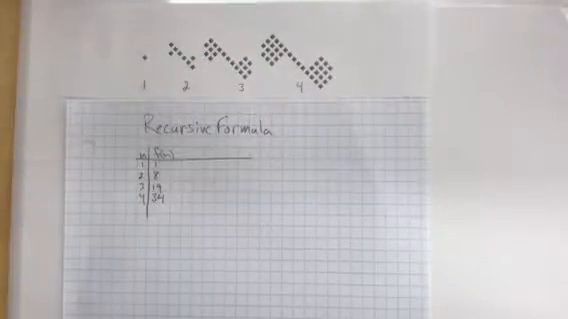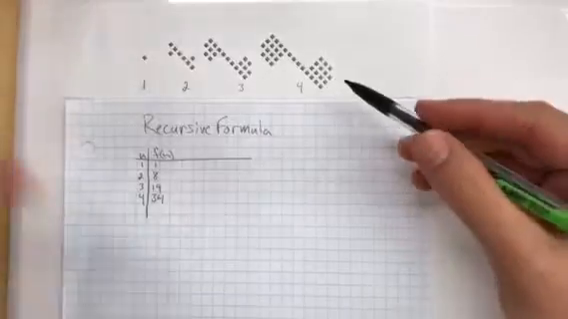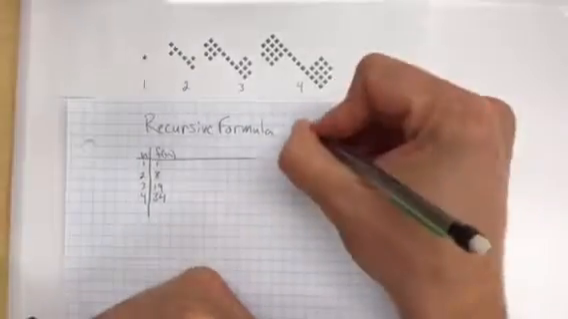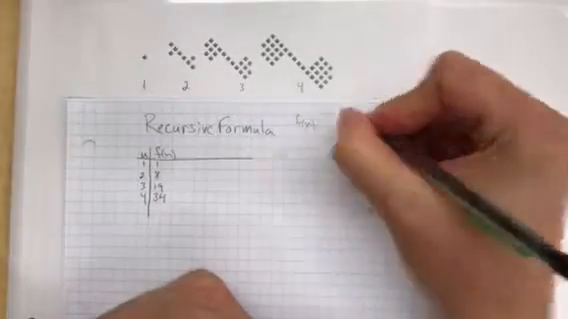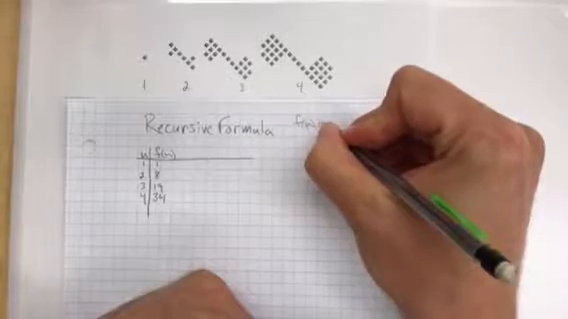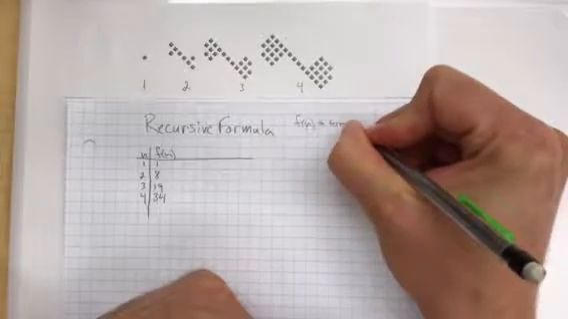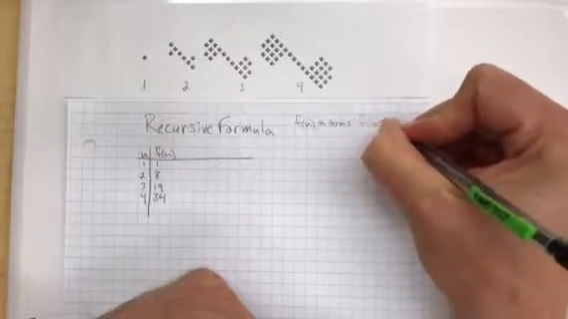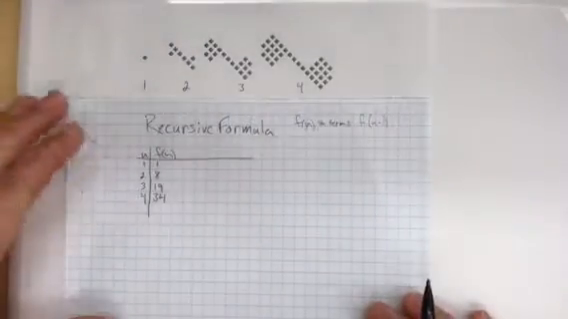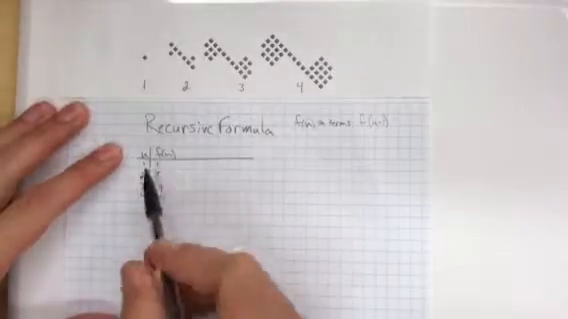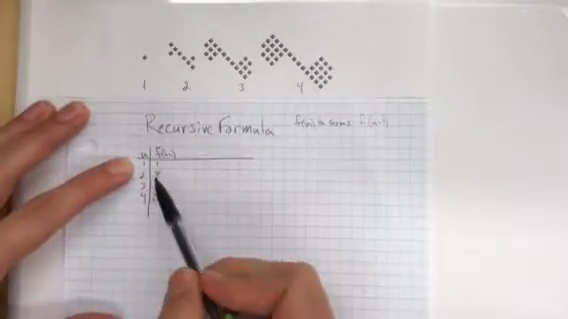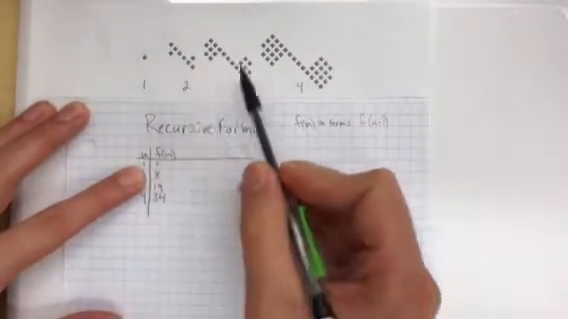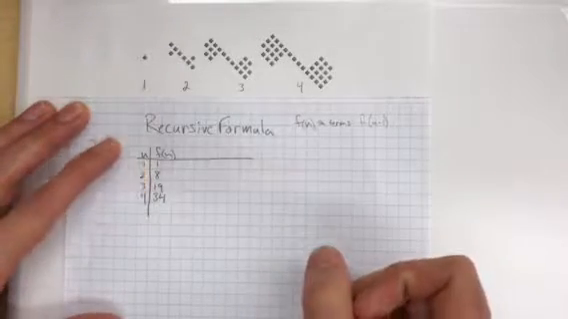Okay, so now we're going to find a recursive formula for this pattern. Again, the recursive formula is an expression for f of n in terms of the previous figure, or f of n minus 1. Okay? So here are the values, just n is whichever figure number it is, and then f of n is the number of squares in it.